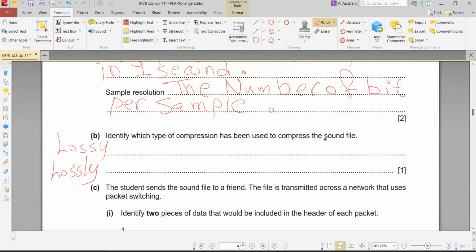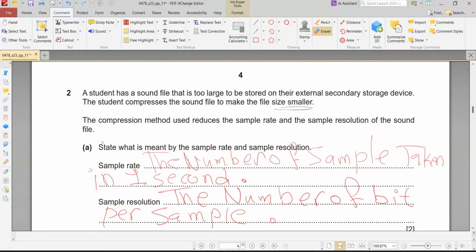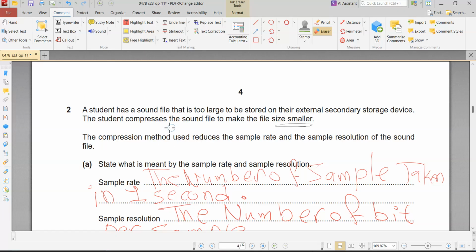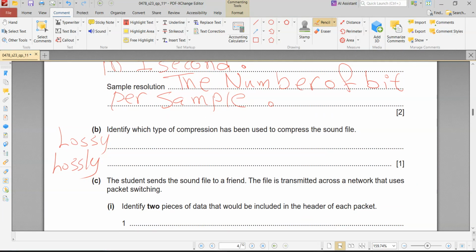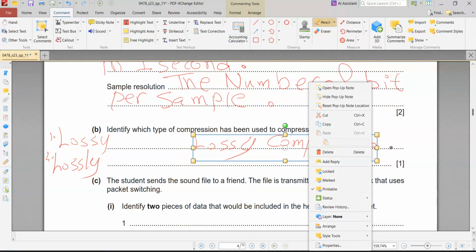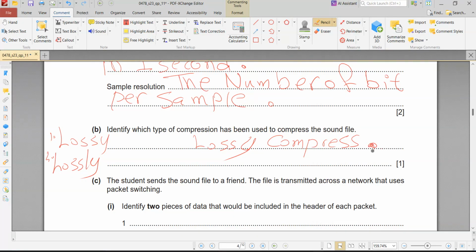So the examiner up here said that this student is using compression to reduce the file. That means he used lossy compression to reduce the file size. So the compression type here is lossy compression. I'm going to write down lossy compression as an answer for my question.